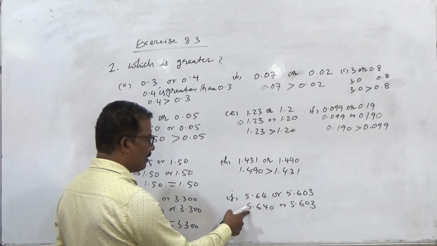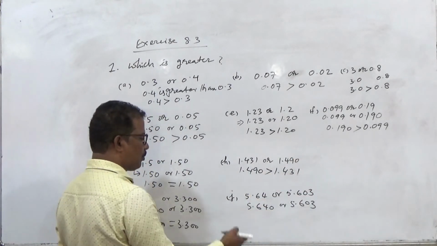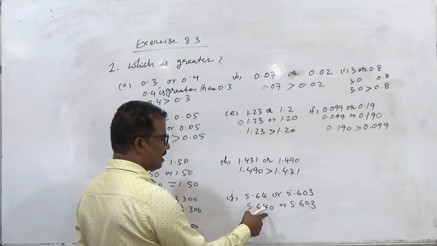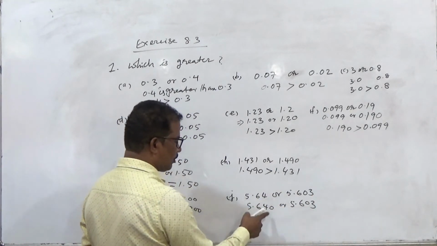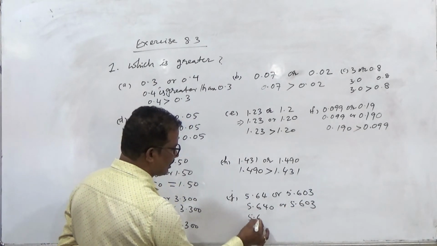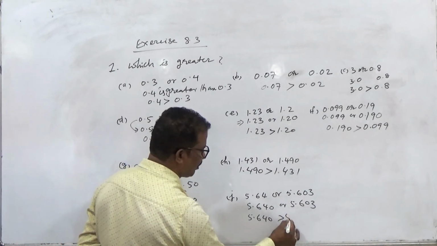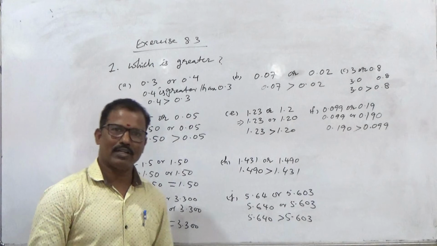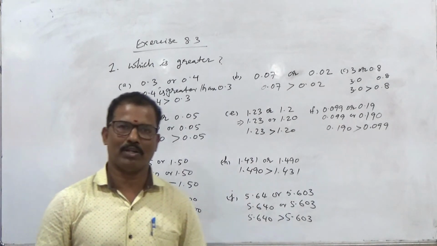In the whole part, 5 both are same. We have to go with the decimal place. In the 10th place, 6 both are same, and in the next place, the 100th place, 4 and here 0. That means 4 is bigger than 0. That means this whole decimal number, 5.640, is greater than this decimal number, 5.603. Okay? All of you understand this topic? How to compare decimal numbers?